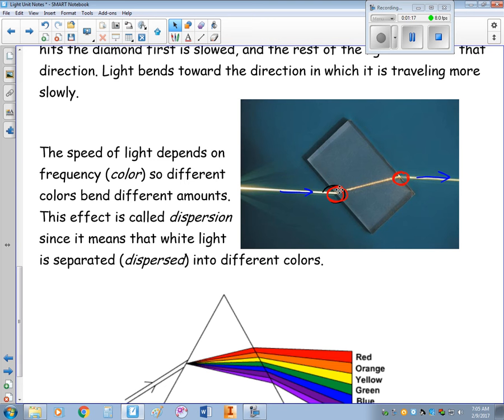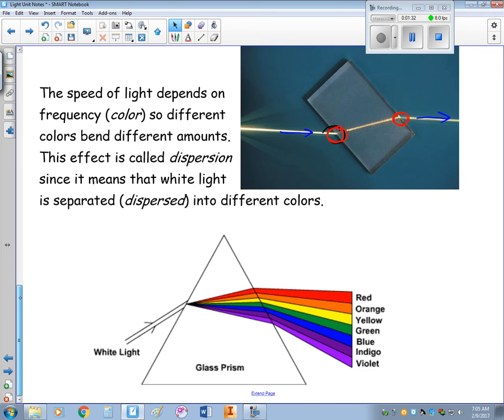So the speed of light is going to depend on the frequency. So the different colors are going to bend different amounts. And we call this effect dispersion. So when we separate white light into its different colors, we say it's dispersed.